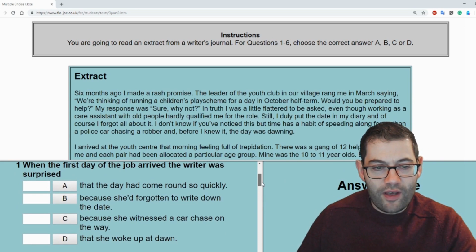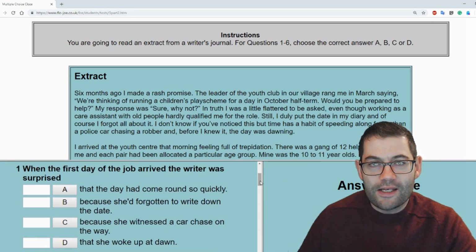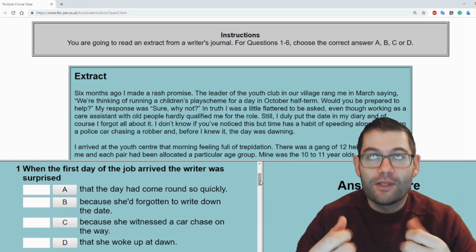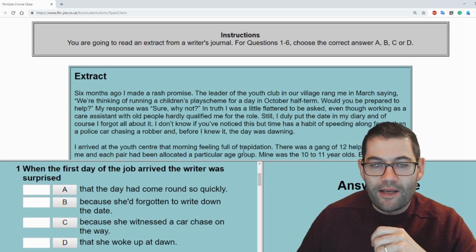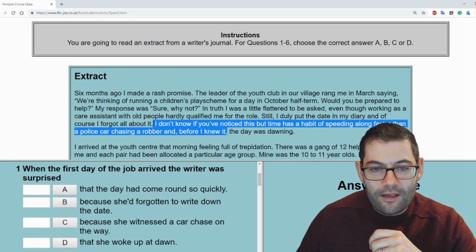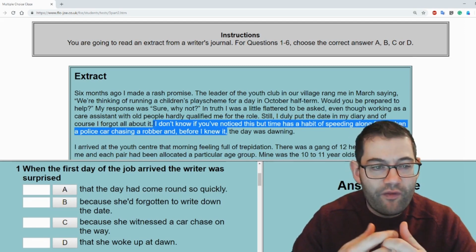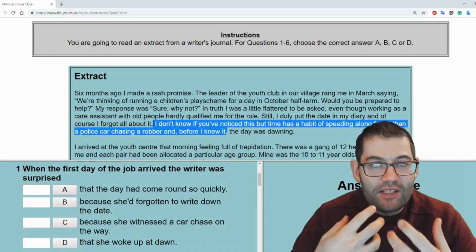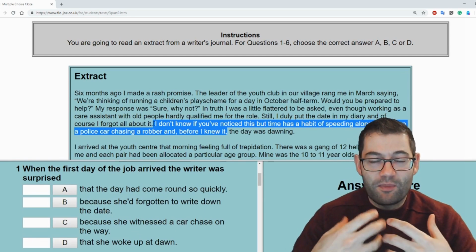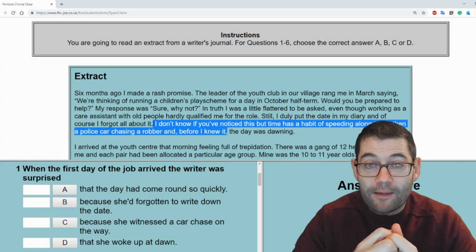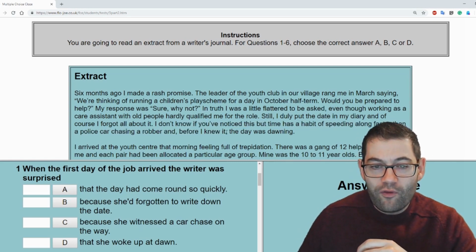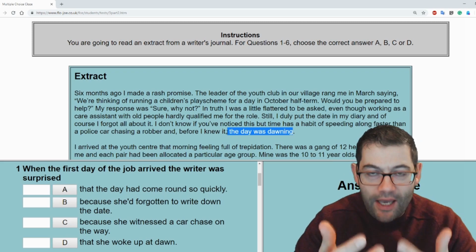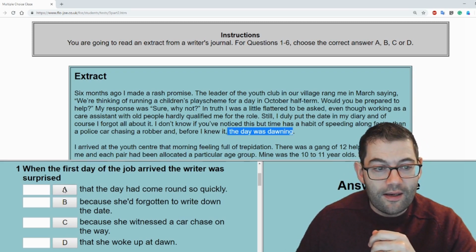Question number 1 says, when the first day of the job arrived, the writer was surprised. First thing we've got to do is have a look at the text to see where we can find this element of surprise. And we can see that vocabulary link here. Time has a habit of speeding along faster than a police car chasing a robber, and before I knew it. So it suggests that she wasn't ready for it, that the surprise is that it happened so quickly. And indeed, before I knew it, she says, the day was dawning. So in other words, this was the day that she had to go and help out. And that of course is why the answer is A.